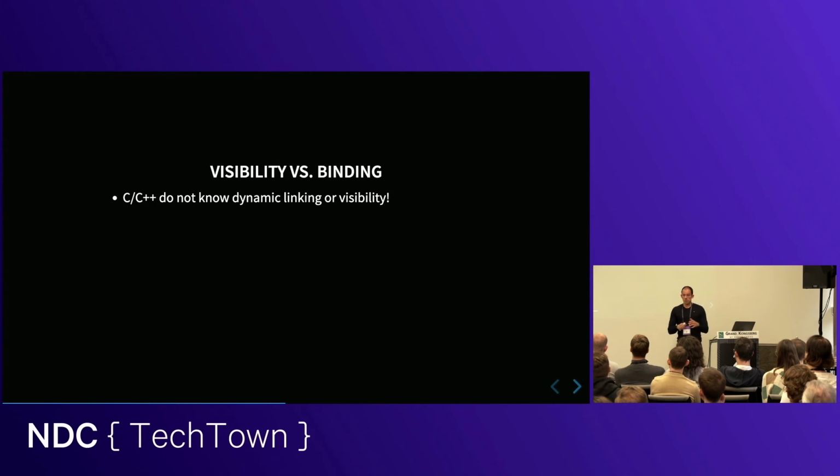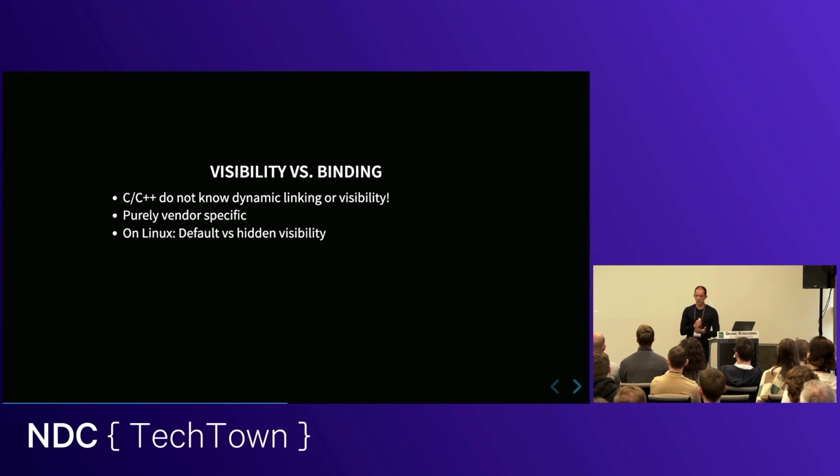But C and C++ do not know anything about dynamic linking or visibility. And we saw previously that the linkage concepts in C and C++ directly translate to binding. So that's nice, you have this language thing. But for dynamic linking, visibility, there is no such concept in the language. So everything is vendor specific.